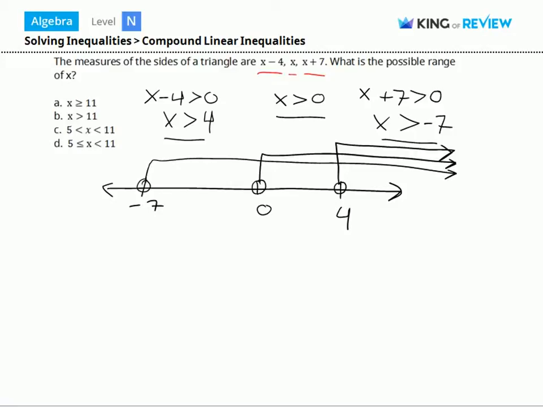So now I'll use the color red to show the intersection of these three inequalities. The shaded region here in red shows the intersection of the three inequalities. And we can represent this intersection here as x is greater than 4.